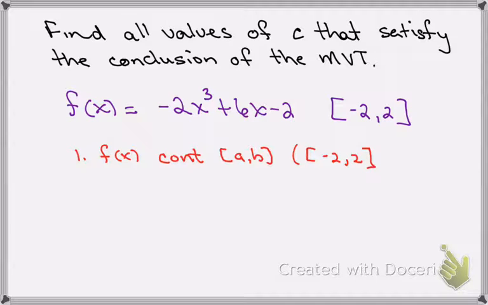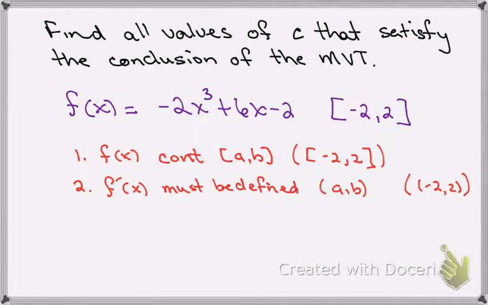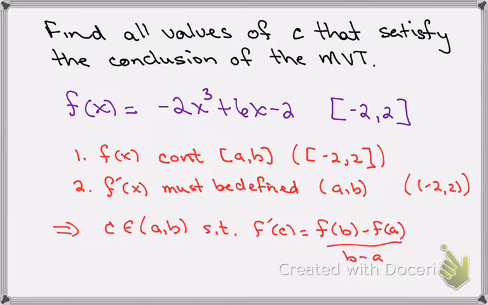So we need to check the conditions of the mean value theorem. The first condition is that we need to check to see if f of x is continuous on the closed interval [a, b]. In our particular problem, this closed interval is going to be minus 2 to 2. The second condition we have to check is to make sure that f prime of x is defined on the open interval (a, b). Our open interval would be from minus 2 to 2. And the derivative being defined on the open interval is the same thing as saying that the function is differentiable.